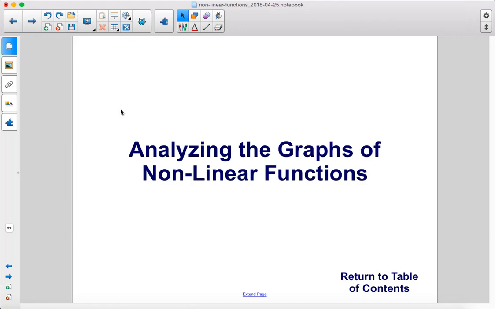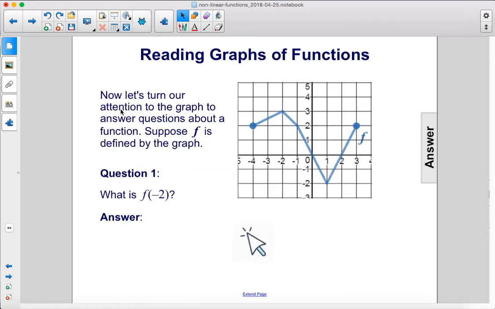Analyzing the graphs of nonlinear functions. Now let's turn our attention to the graph to answer questions about a function. Suppose f is defined by this graph. What is f of -2?